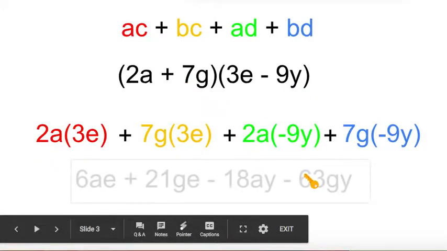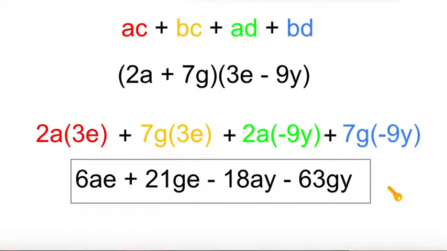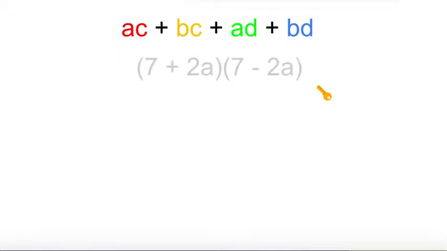We add these together and we get 6ae plus 21ge minus 18ay minus 63gy. So now we have the resulting expression we get from opening this up. Now, let's use this to solve for this. And you might be familiar with this.